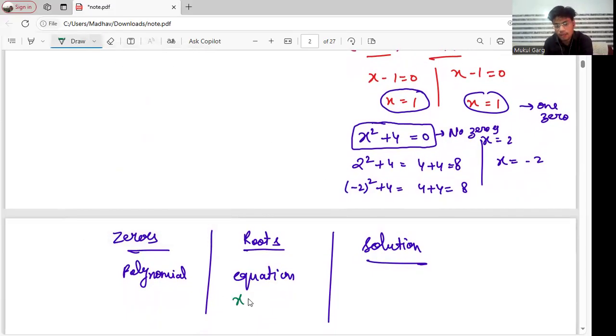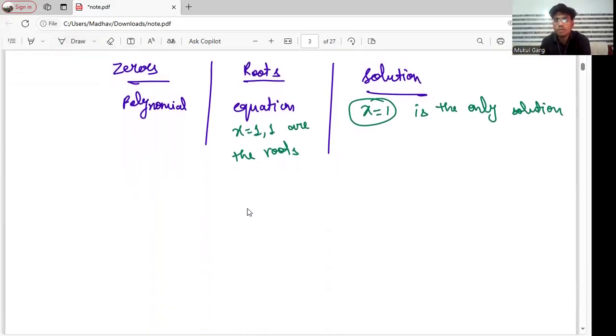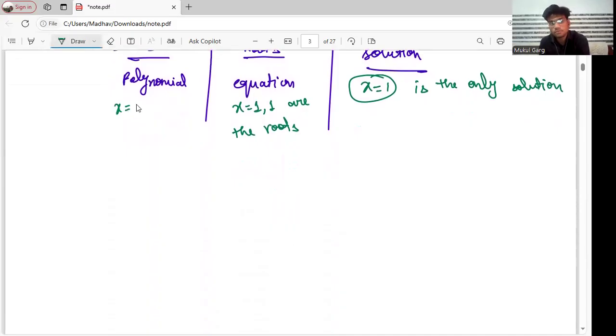हाँ, so x equals to 1 comma 1 are the roots of this equation, but x equals to 1 is the only solution of this equation. I hope this is clear to all of you. ठीक है, x equals to 1 is the only solution. और अगर ये पॉलिनोमियल के रेस्पेक्ट में मैं बात करूं तो x equals to 1 comma 1 are the zeros of this polynomial. Okay, this is the simple difference between all of them. ये छोटा सा डिफरेंस है.